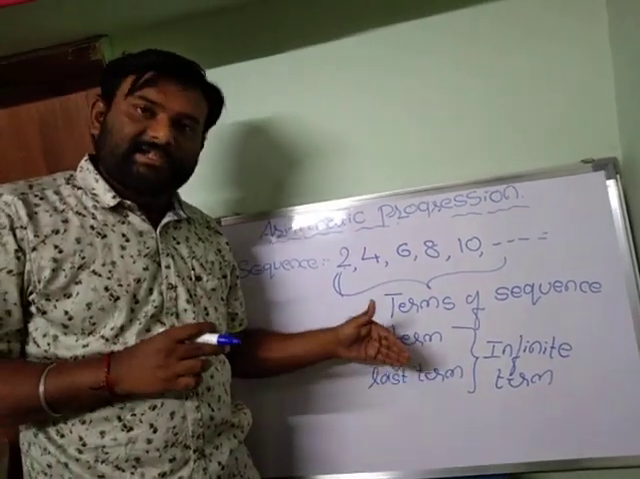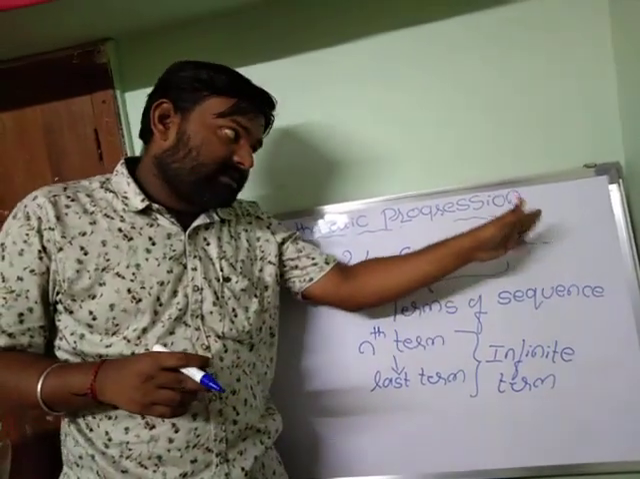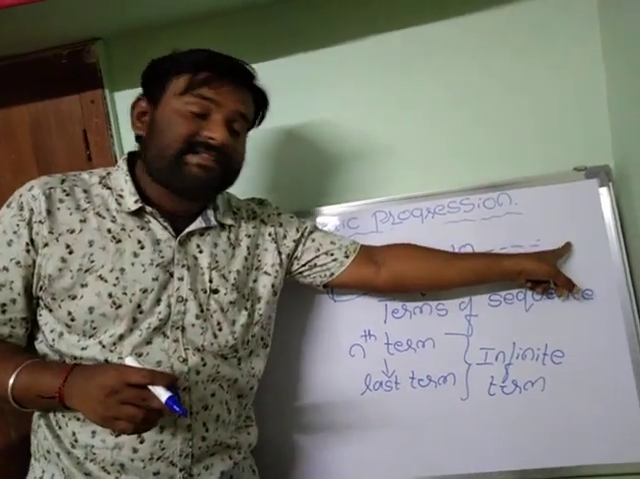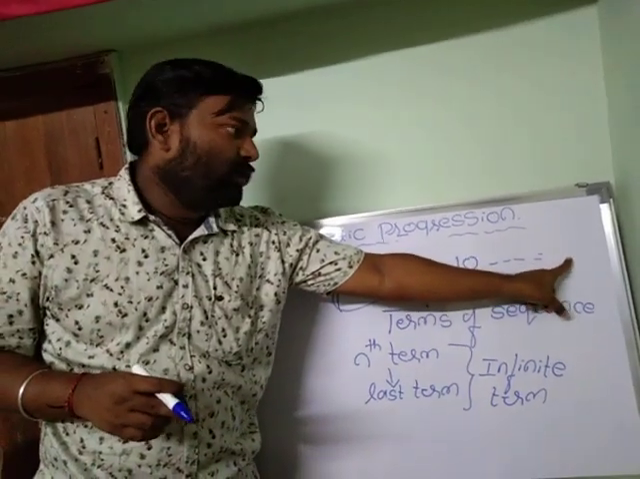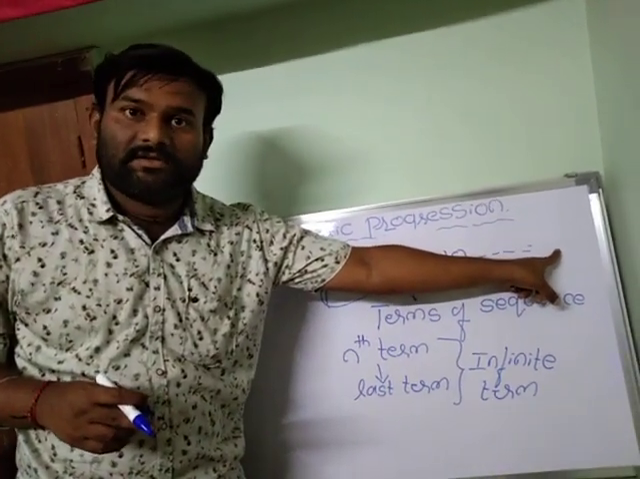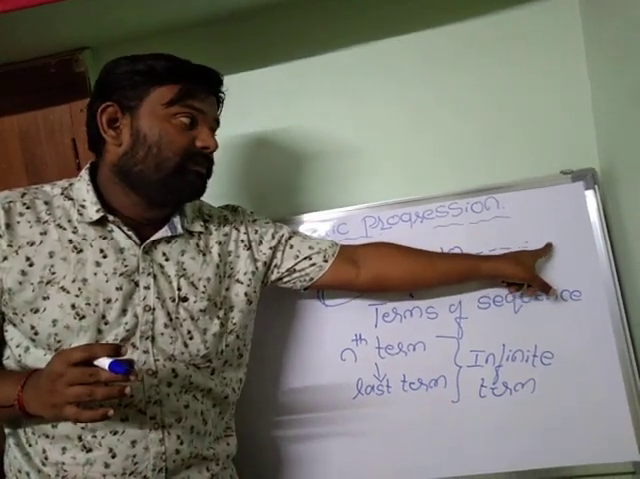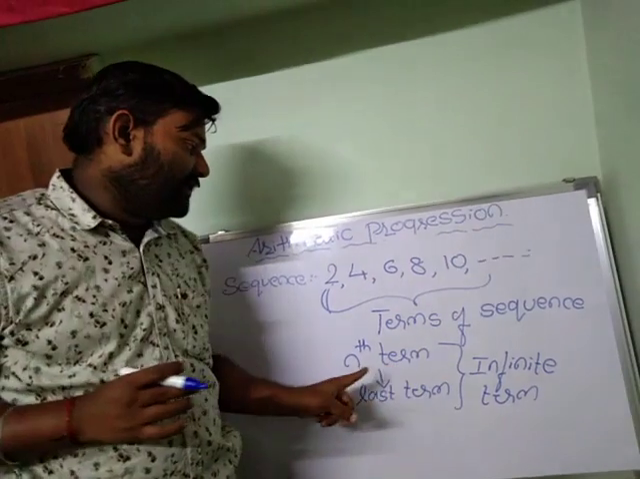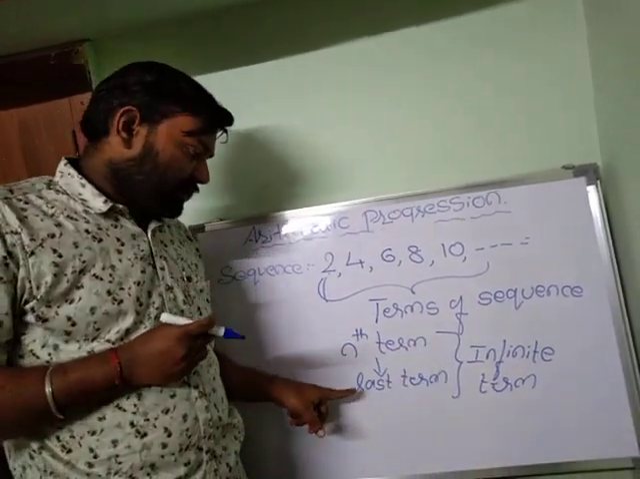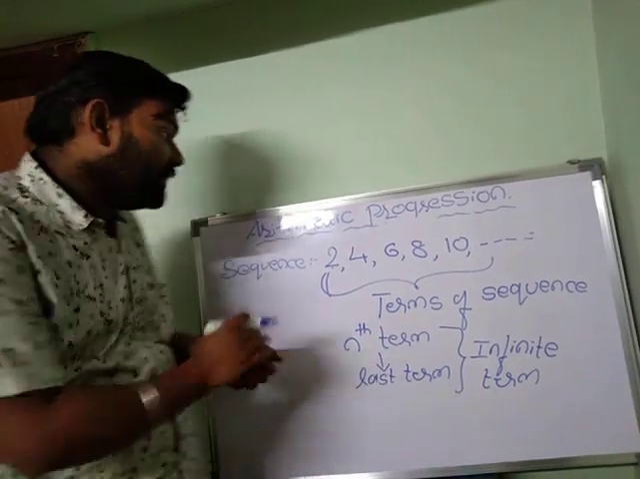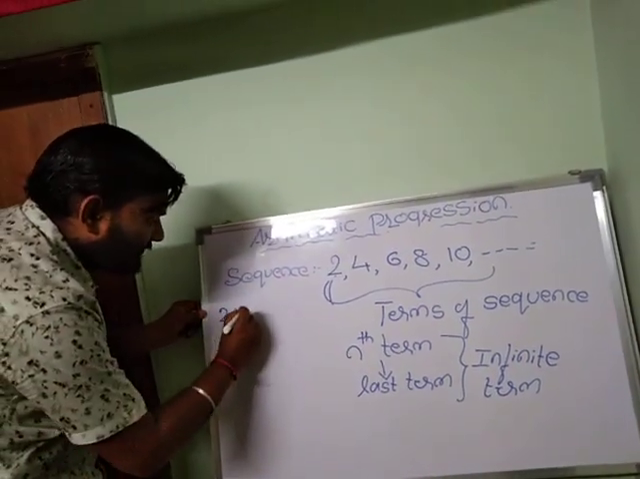I'll come to this later. I'm repeating: I don't know which term ends here, because it is an infinite series. I don't know what that number is, where it ends. That's why I call that number the nth term, or the last term. As I told you, 2 is called the first term.